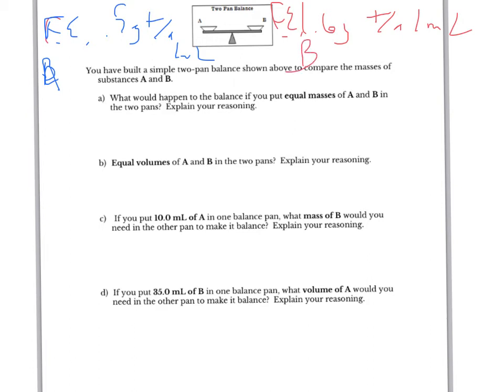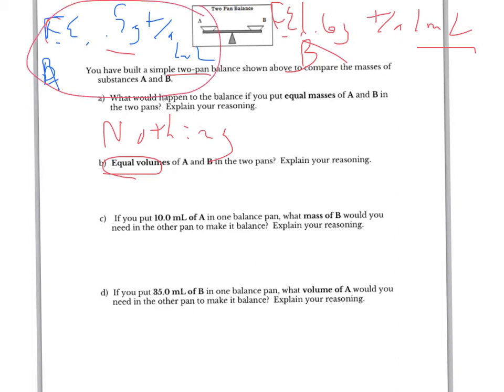So what would happen in the balance if you put equal masses? Well, nothing, because this balance measures how much mass there is on there. But if we had equal volumes of A and B in the two pans, which one would have more mass? Well, if this one is 0.5 for 1, and this one's 1.6 for 1, then if they are of equal volumes, that means that no matter how much volume there is, this one here is always going to be lighter. So this substance over here is going to sink.